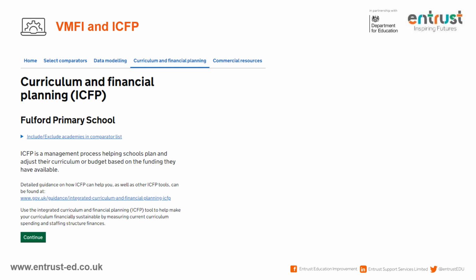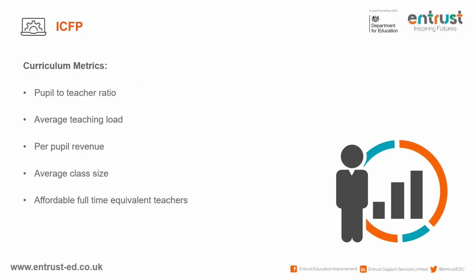There is also an option for integrated curriculum financial planning. ICFP will be covered in much more detail in the How to Integrate Curriculum and Financial Planning webinar. However, to give a brief introduction, ICFP is a management process that helps schools plan the best curriculum for their pupils with the funding they have available. ICFP involves measuring your current curriculum, staffing structure, and finances, and using all the data to create a 3 to 5 year plan.